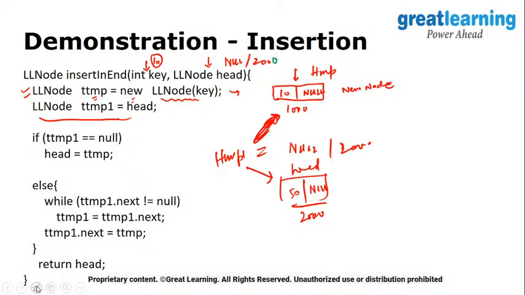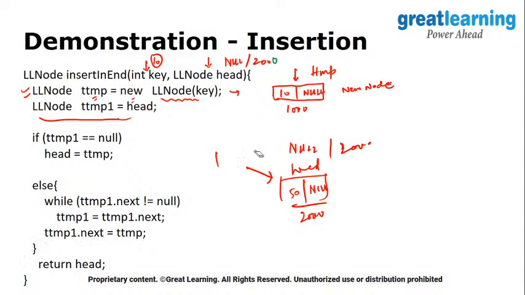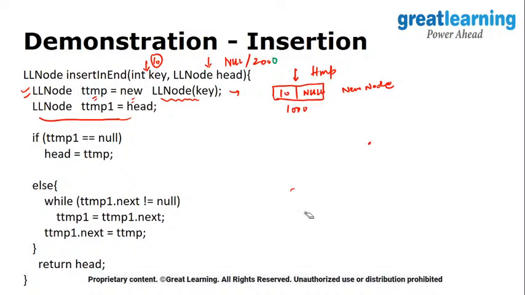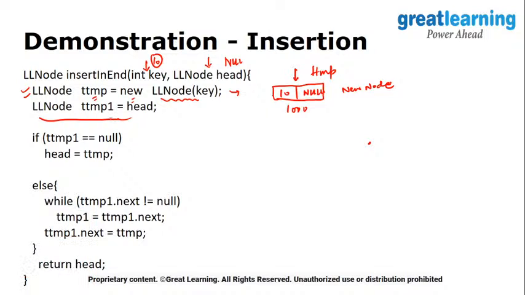Now let me just make it easier for you guys. Let's suppose we only have one case, that we are not having any element. Simple enough, right? So now what will this thing have? This temp will also be null, right guys? Done.